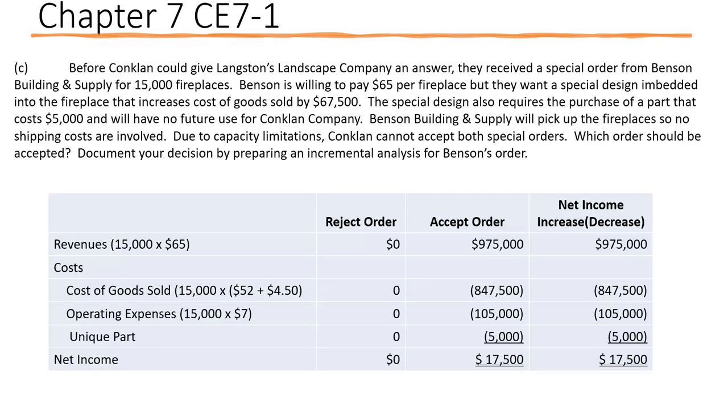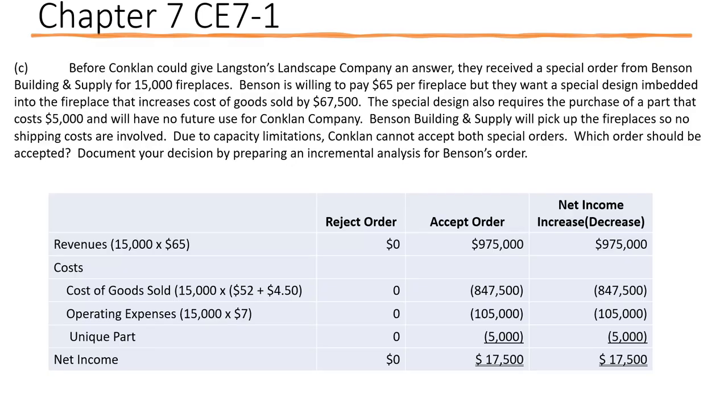Based on the financials, we should take this second order because it gives us $12,500 more income than we receive from the first order. So we could have done another incremental analysis to show the income for option 1, which was Langston's $5,000, and then option 2, the Benson, $17,500 net income, and seeing that difference by line item. You could see the increase in revenue, the higher cost, but then the higher profit as well.